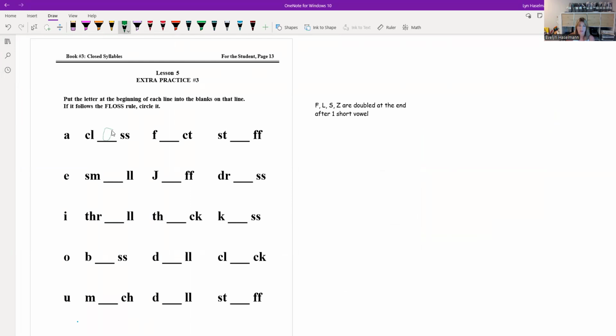So, okay, we've got the words class, fact, and staff. We can see by the double letters at the end, here is one floss rule, and here is the other. Okay, so I think this is pretty straightforward. This would be an E: smell, Jeff, and dress. And then which ones would be the floss rule?